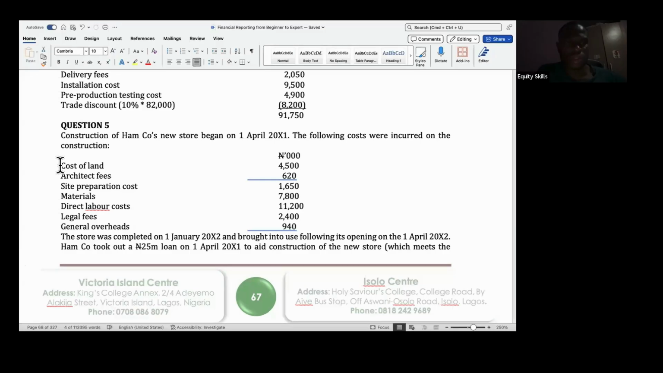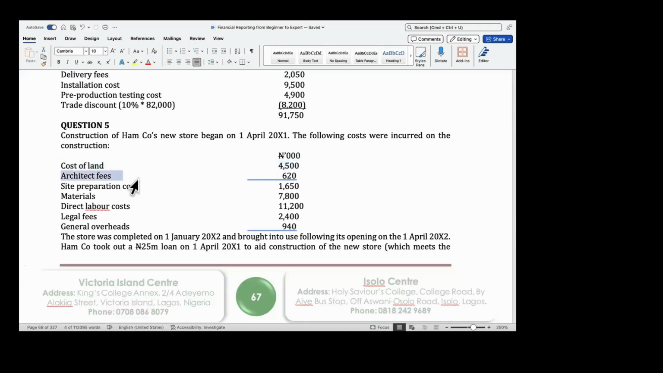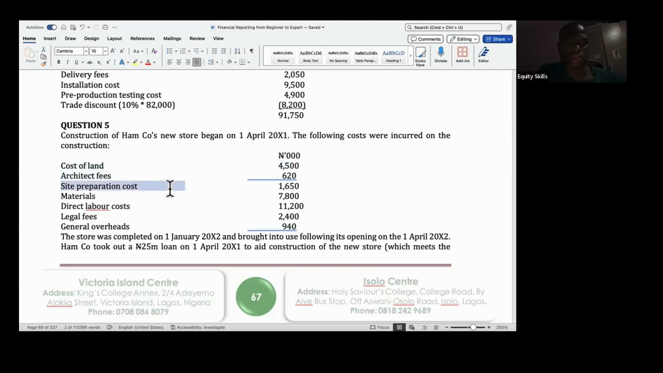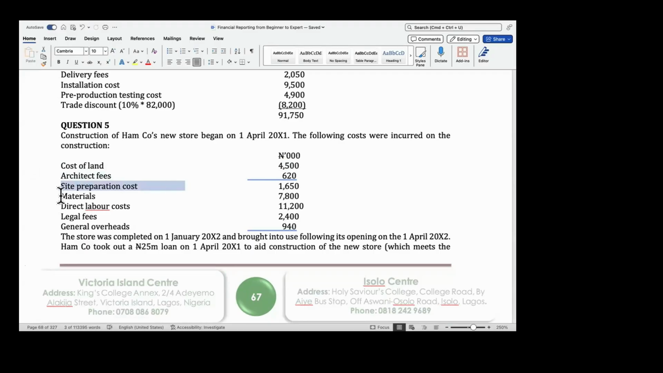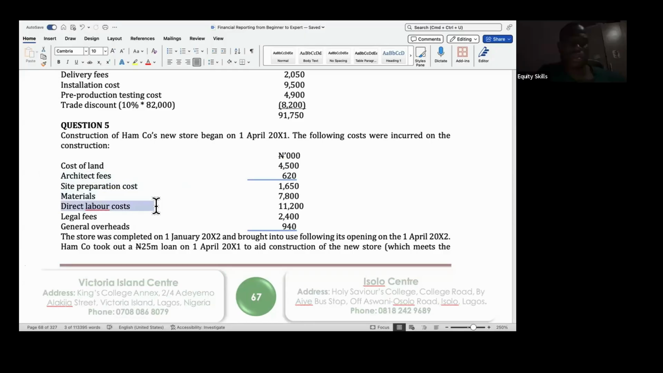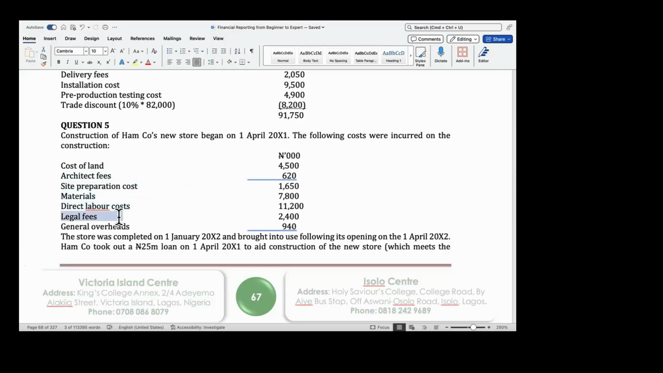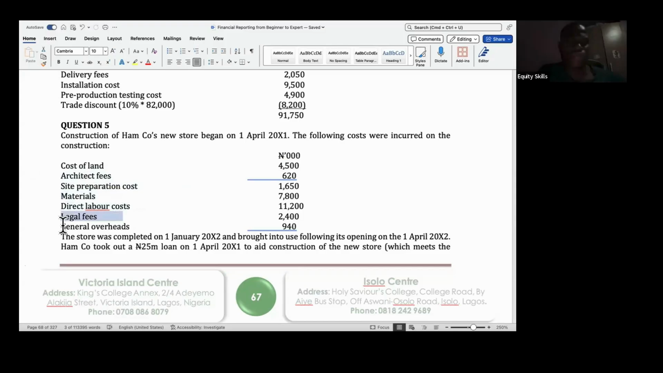The first one, the cost of the land, that will be capitalized. Yes. What about architect fees? Yes. What about site preparation cost? Yes, capitalize. What about material cost? Yes, capitalize. Labor cost? Yes, capitalize. Legal fees? Capitalize. General overhead? Ignore. Correct.